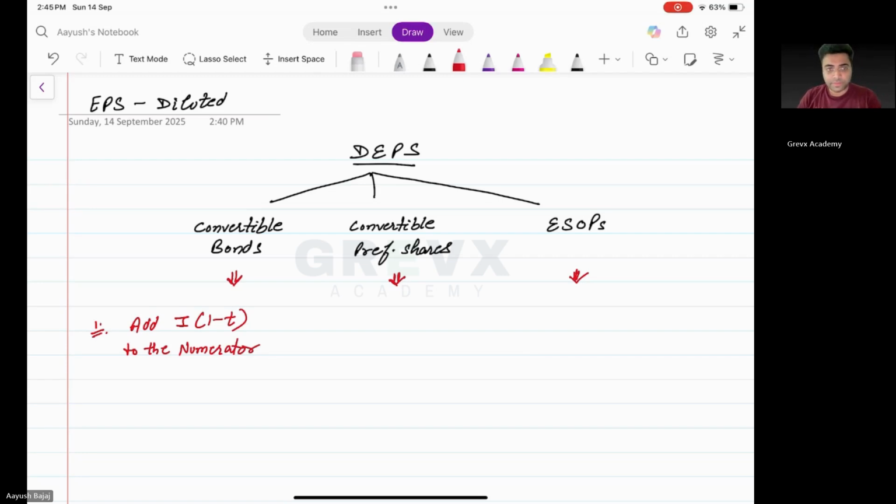Can you give me again what is the ESOPs? Employee stock option plans. Okay. So the first adjustment that you will make here is you will add interest times (1 minus tax) to the numerator. And what is the second adjustment you'll do? Add the converted number of shares to the denominator.